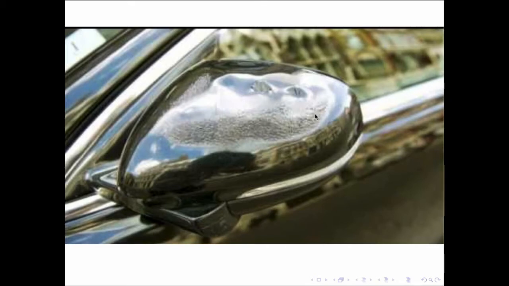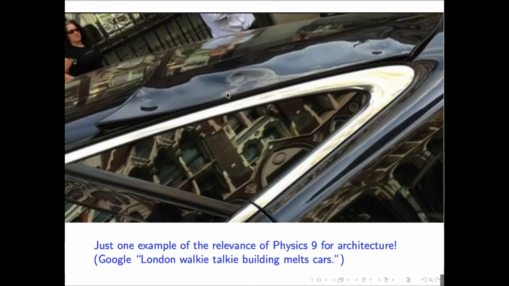So here's an example of, by learning a bit of physics, if you're going to design something that lives in the physical world, you keep in the back of your mind what questions to ask. Here's one more example of damage done to that car by concentrated rays of the sun. So you can maybe imagine that physics for architects is relevant for architecture. If you want to find this, you can do a web search for London walkie-talkie building melts cars.